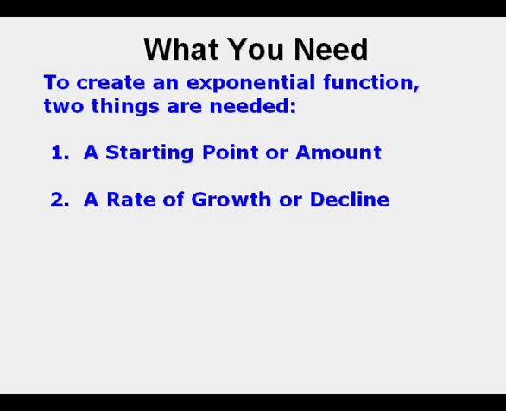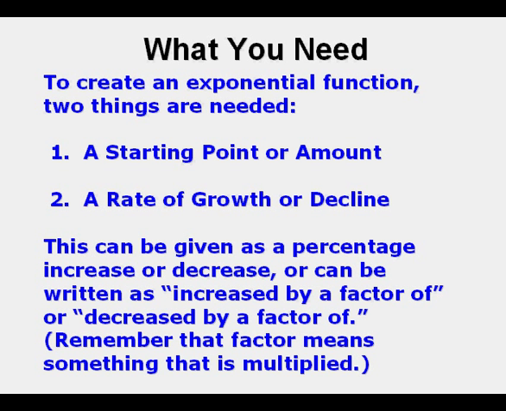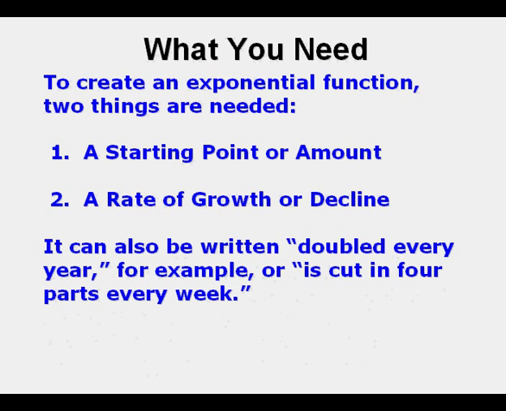Secondly, we need a rate of growth or decline. This can be given as a percentage increase or decrease, or can be written as increased by a factor of or decreased by a factor of. And we need to remember that factor means something that is multiplied. It can also be written doubled every year, for example, or is cut in 4 parts every week. Well, cut in 4 parts would be 0.25 times, so the factor would be 0.25.